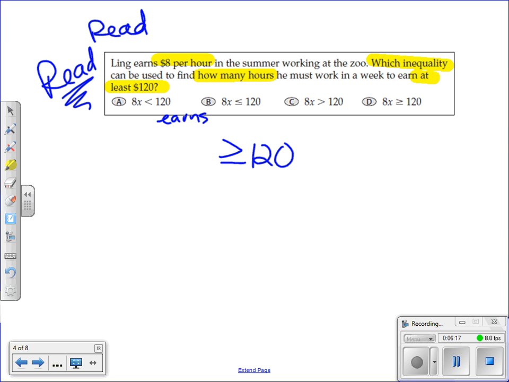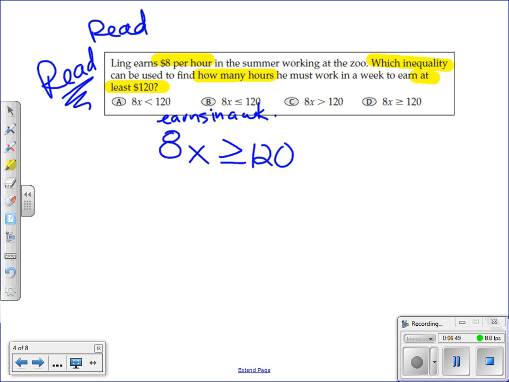Well, how do we know what he's going to earn? Well, it's going to be so many hours times $8 for each hour that we work. Do we know how many hours he's going to work? We don't. So that's our variable. That's our x. And think about it. If you worked 3 hours and you got paid $8 an hour, how much would you earn? $24. If you worked 10 hours, $80, okay? So 8 times some number is going to get you how much he earns in a week, okay?